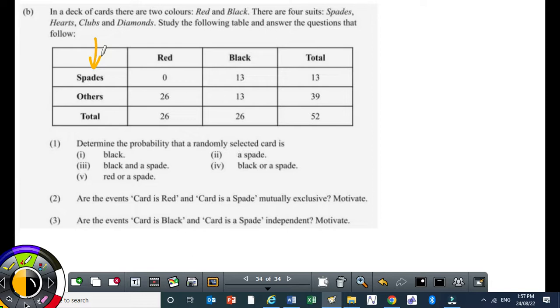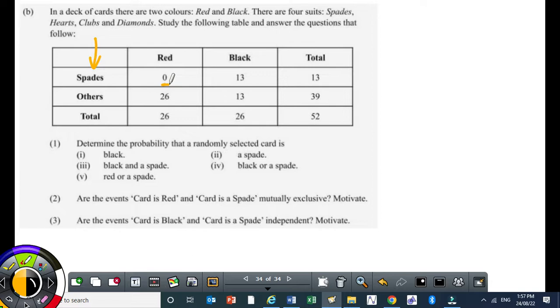Now, I'm sure you are familiar with this. If it's red and it's a spade, you can't have a card which is a spade and then it's red. You know that, eh? Yes, sir. So that's why we've got this 0 here. Others that are red, they are 26. Then the black ones, the spades, there are about 13 of them because they are black in color. And then the others are also 13.